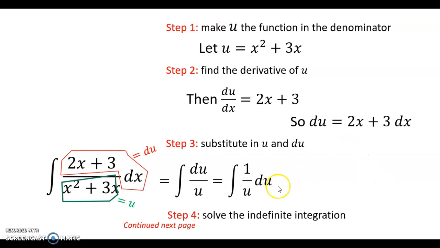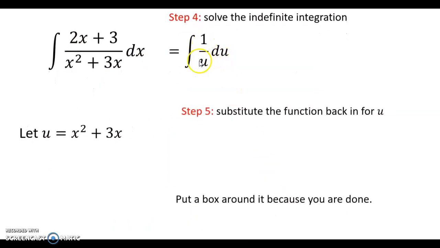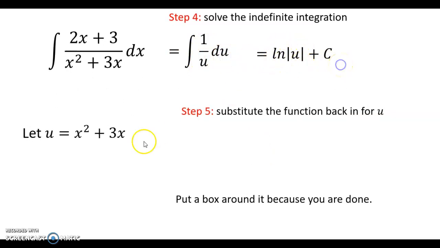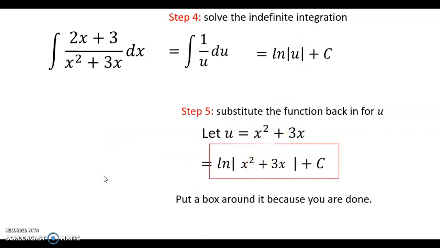And we know the definition right here, right? 1 over u du is the natural log of absolute value of u plus c. So we substitute the function back in for u. So I just kind of move it in. And then finally put a box around it because you're done. You did a good job.